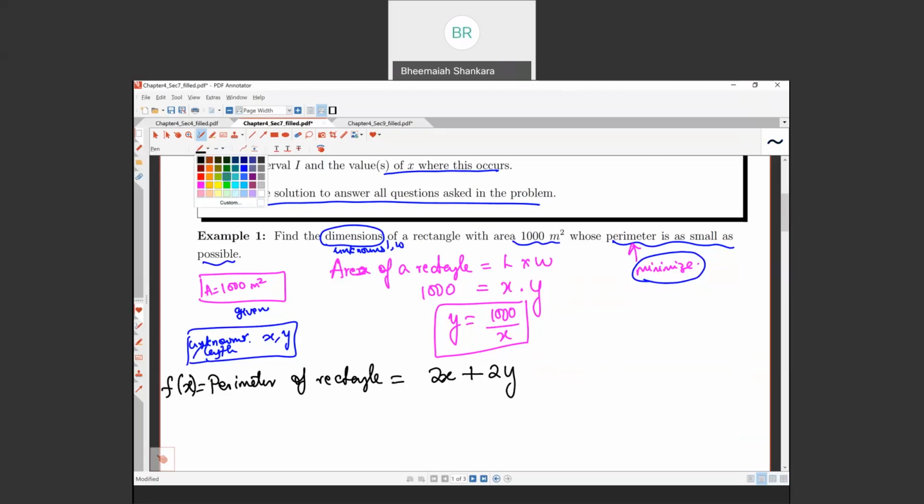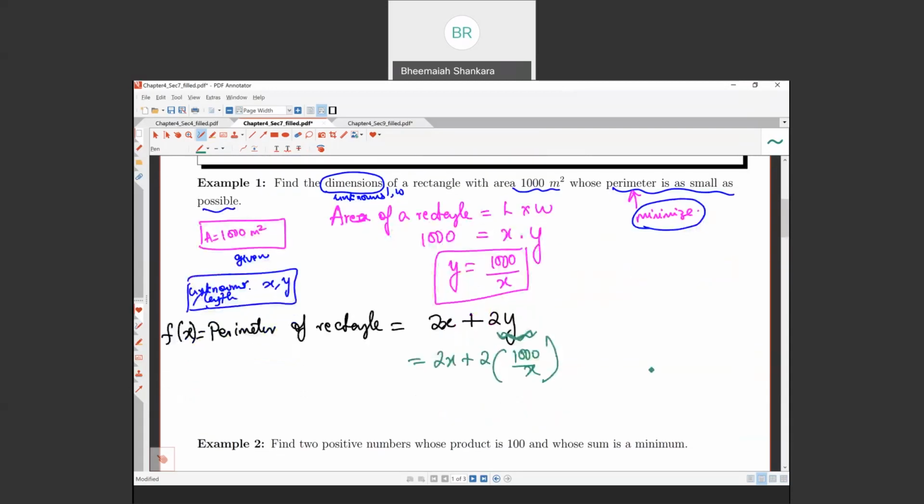But on the right hand side you have x and y term. So it should be only x term. So replace this y in terms of x. So I'm going to write y as 1000 divided by x. Now I'm going to simplify this a little bit. I'm going to write this as 2x plus 2000 divided by x. After differentiating, we'll be able to identify the minimum or the max value.